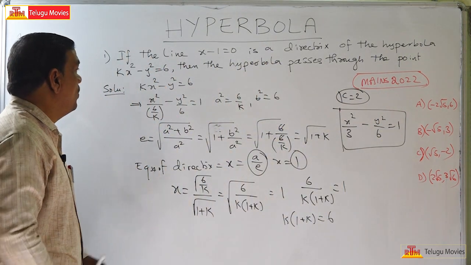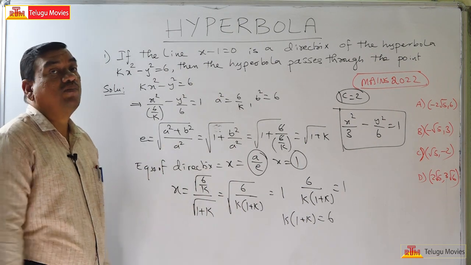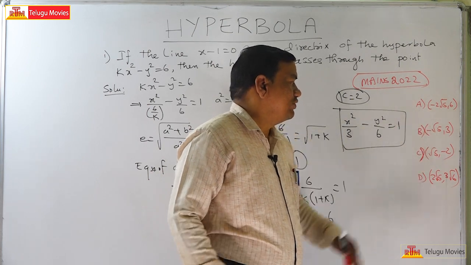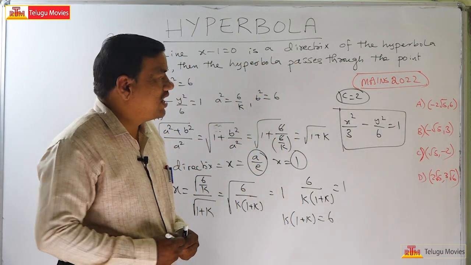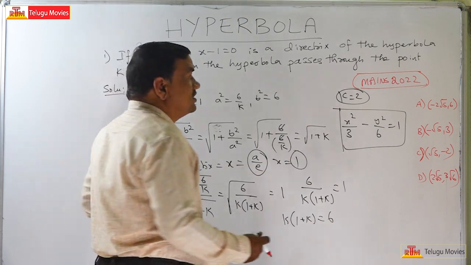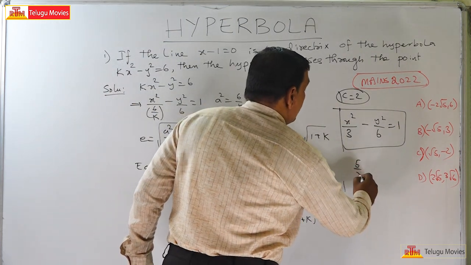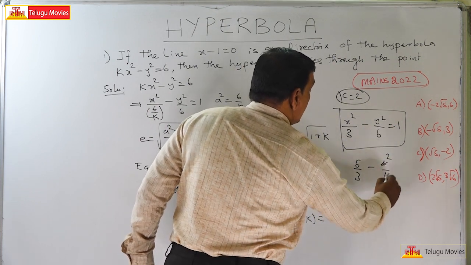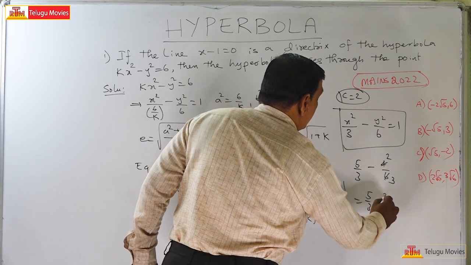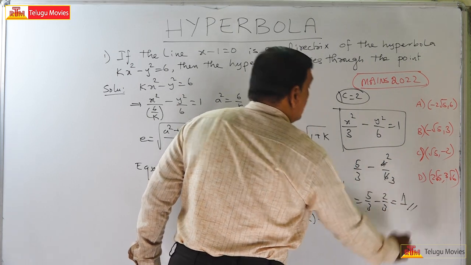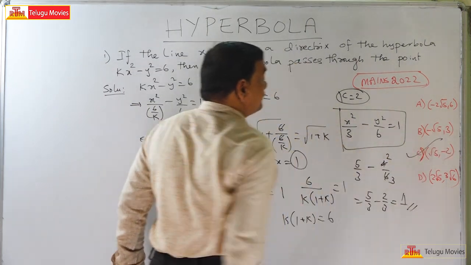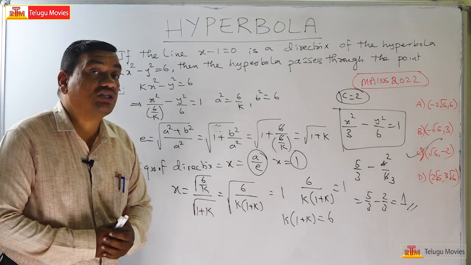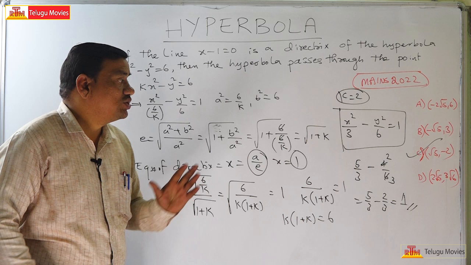Very nice. Now the hyperbola passes through the point. Substitute for a, b, c, d. Since I already solved it, I will substitute c. So this is 5 by 3 minus 2 whole square by 6, which is 5 by 3 minus 3 by 3, equal to 1. Therefore option C, the point root 5 comma minus 2, satisfies the equation of the hyperbola. Hence, the solution is root 5 comma minus 2.